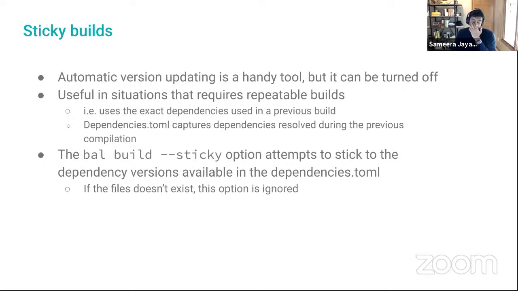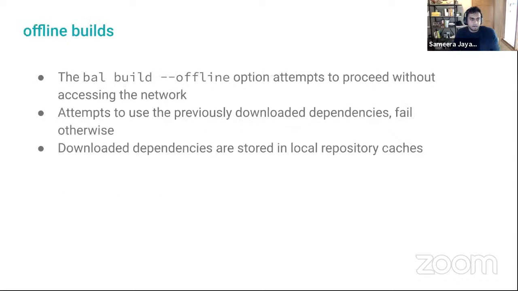Sometimes when you do a release build, we recommend you use sticky so that you can use the tested versions. Then the offline builds. So sometimes you want to do offline builds and you don't want to access the network during the build. Mainly, if you want fast builds, like quick edit-debug cycles, then the offline option is great. You can get quick compilation times. What it does is it tries to access packages stored in the local caches. So whenever you pull packages from Ballerina Central, we store them in the local cache, which is in your home .ballerina directory. So offline checks whether all the dependency versions specified in the Dependencies.toml file are available in the caches. If that's the case, it works, otherwise it will fail.